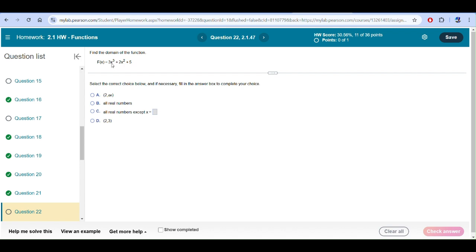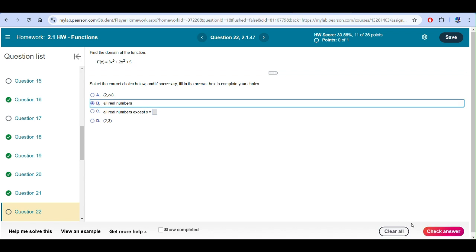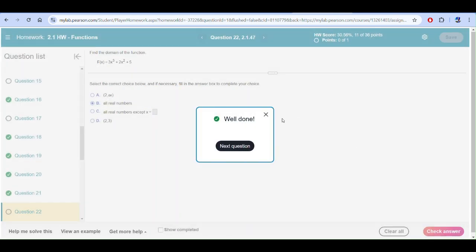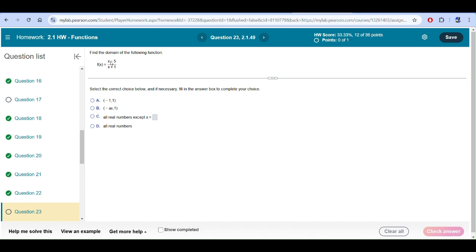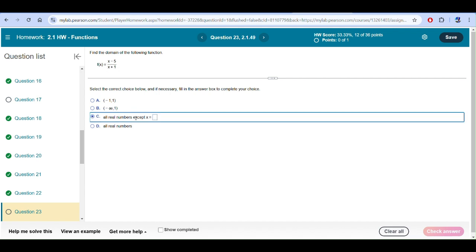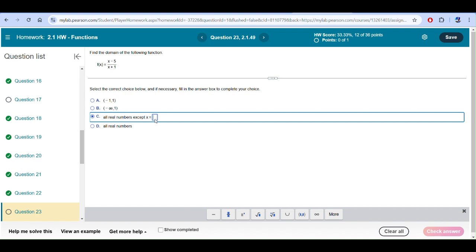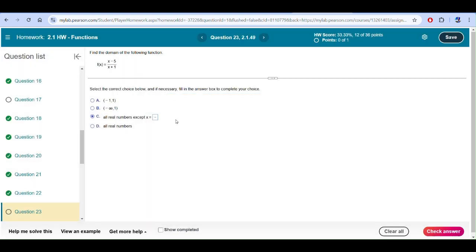Very simply, these are all exponential functions with positive exponents, so this is totally fine. If you ever want to graph it, you can see that there's no number that's ever going to cause a problem, so it's all real numbers. Here there's a problem because you cannot have a fraction with a denominator equal to 0. So what makes this equal to 0? -1. So every other number is going to work except negative 1.